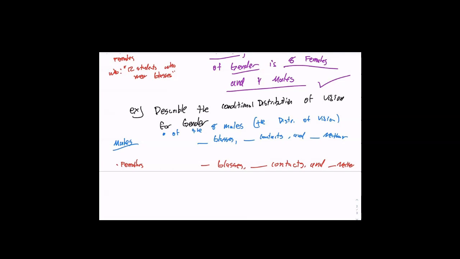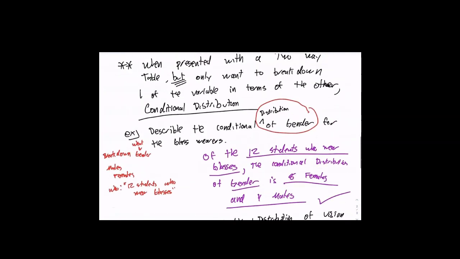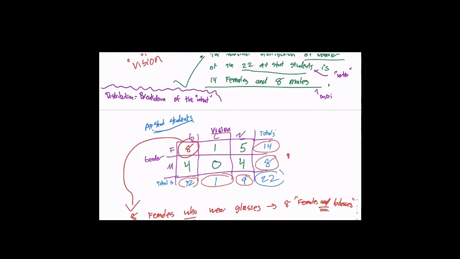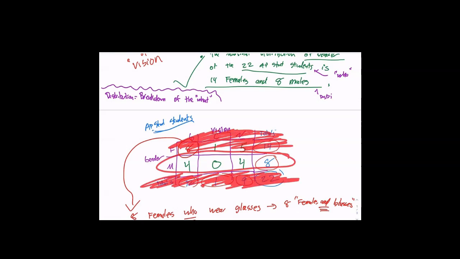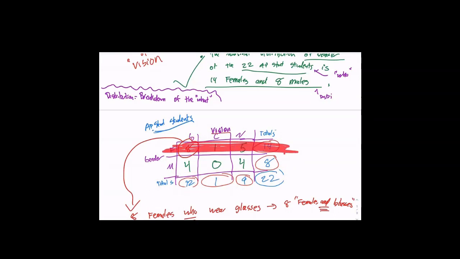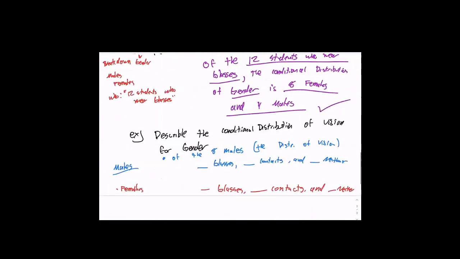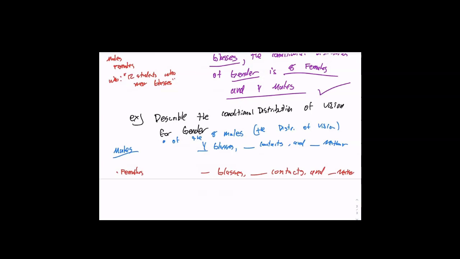All right. How many of the 8 males? Of the 8 males, which means we're only looking in this one right here. So ignore the females, ignore the totals. We're only looking right here. So of the 8 males, how many wear glasses? I guess I should have said we're ignoring this one, and we're ignoring this one. 4 wear glasses. How many wear contacts? 0. Good. And neither? 4. Perfect. 4, 0, 4.